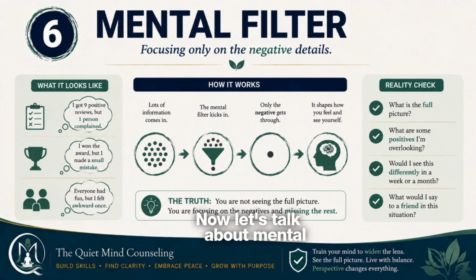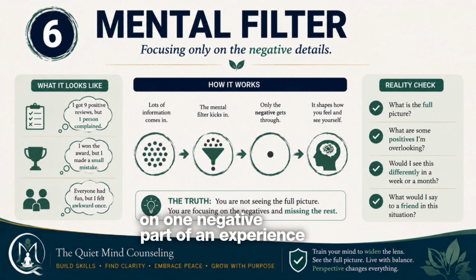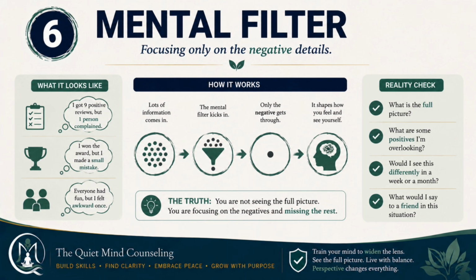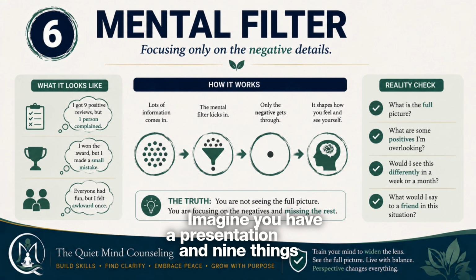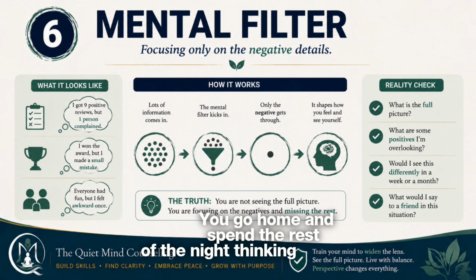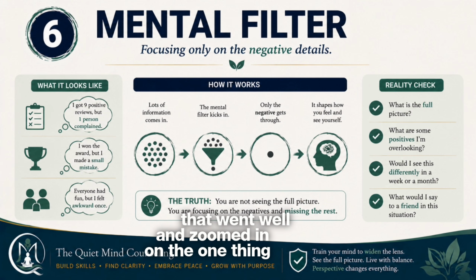Now let's talk about mental filtering. A mental filter happens when we focus heavily on one negative part of an experience while filtering out everything else. Imagine you have a presentation and 9 things go well, but you stumble over one sentence. You go home and spend the rest of the night thinking about that one sentence, that one mistake, and nothing else. Your brain has filtered out the 9 things that went well and zoomed in on the one thing that didn't.